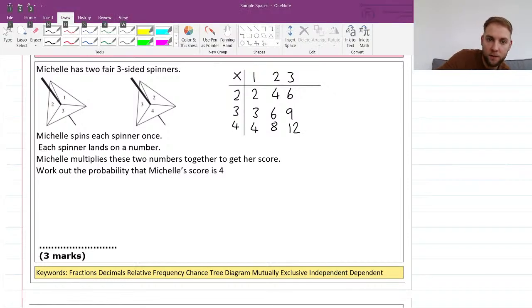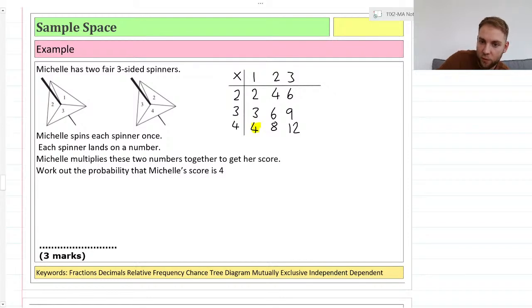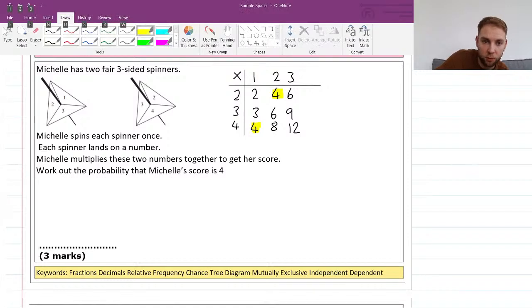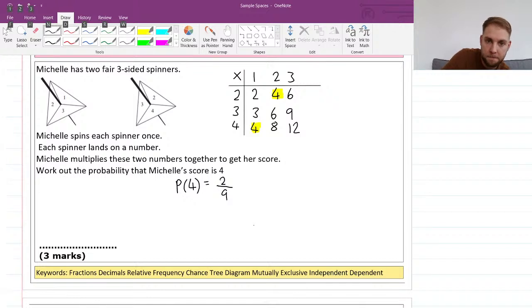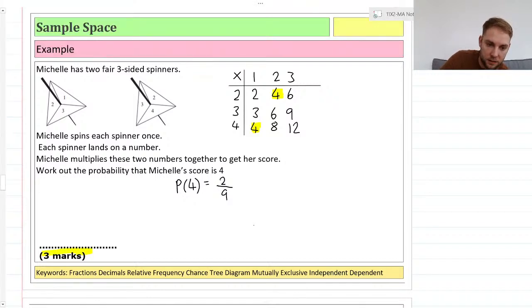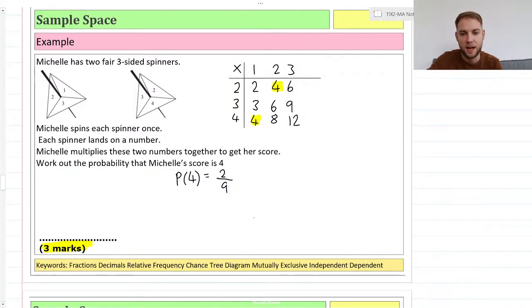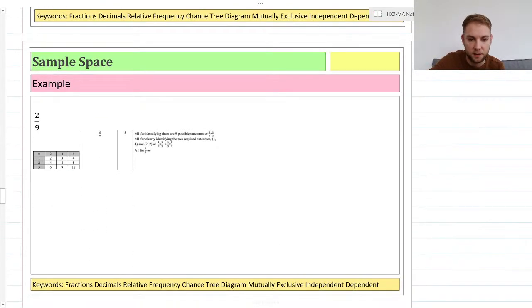So, with this one here, how many 4s are there? Well, there's 1 four here and 1 four here. So there's 2 fours. So the probability of getting a 4 is equal to, well, there's 2 fours out of 9 in total, so it's 2 out of 9. 3 marks for that. Okay, 3 marks there. Let's just check that. 2 out of 9. Thank you for correcting me.